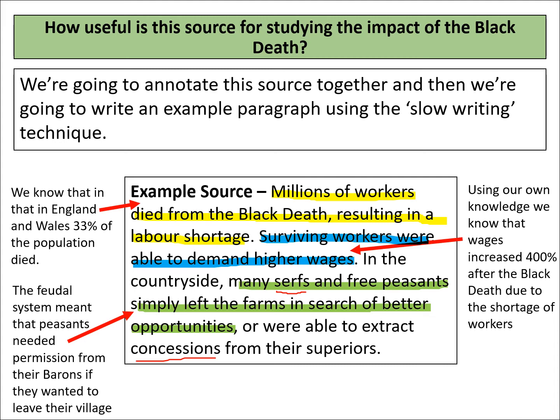All of the information that we have picked out from the source makes the source useful for studying the impact of the Black Death. It is useful because we know how many people died. We also know that wages increased, and we know that the feudal system was abolished after the Black Death. Therefore, this makes this source useful for studying the impact that the Black Death had.